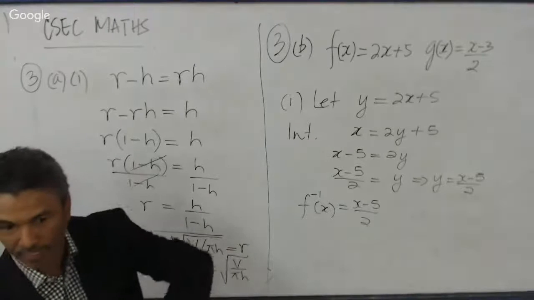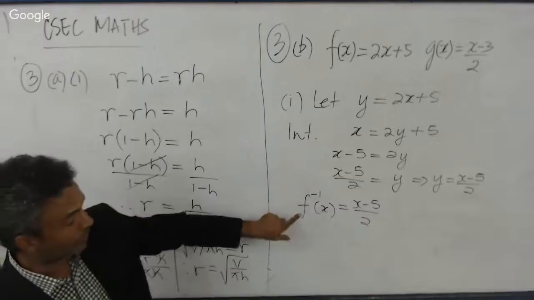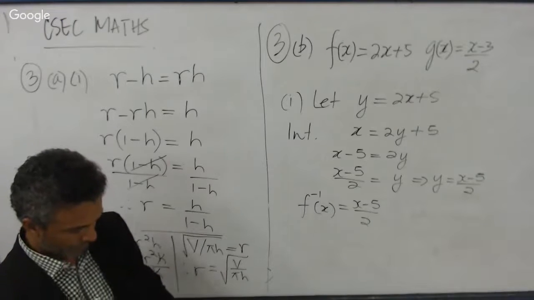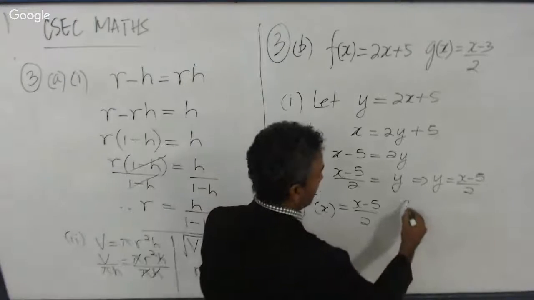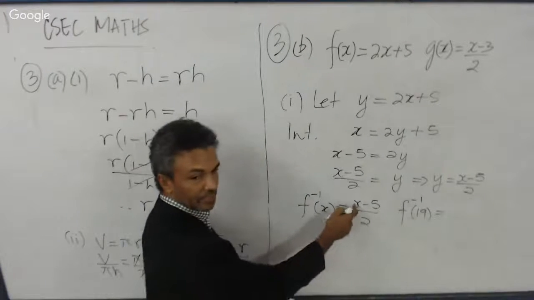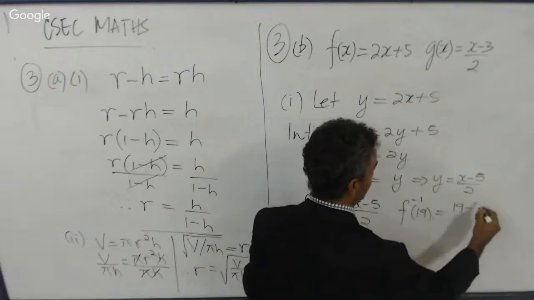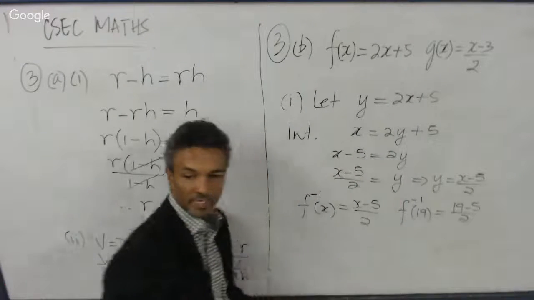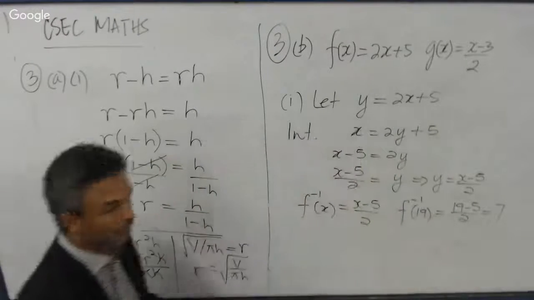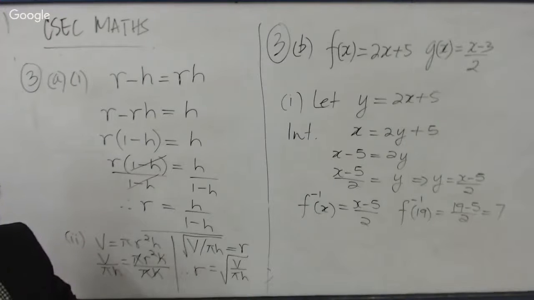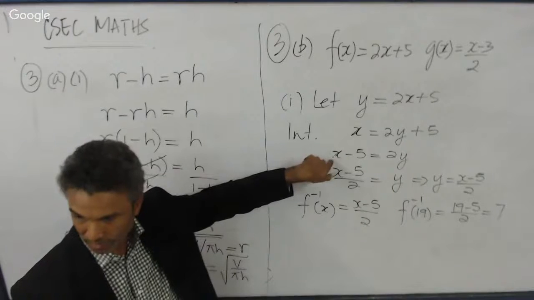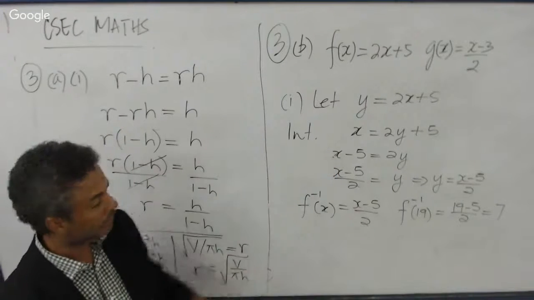Yes, and I agree, there are different methods for doing this. Now, this is not finished because you're trying to find f inverse of 19. So f inverse of 19 would be substituting 19 inside here, so you get 19 minus 5 over 2. So the answer is 14 over 2, which is 7. Okay, that's the answer. So one method is find the inverse function and then substitute 19.